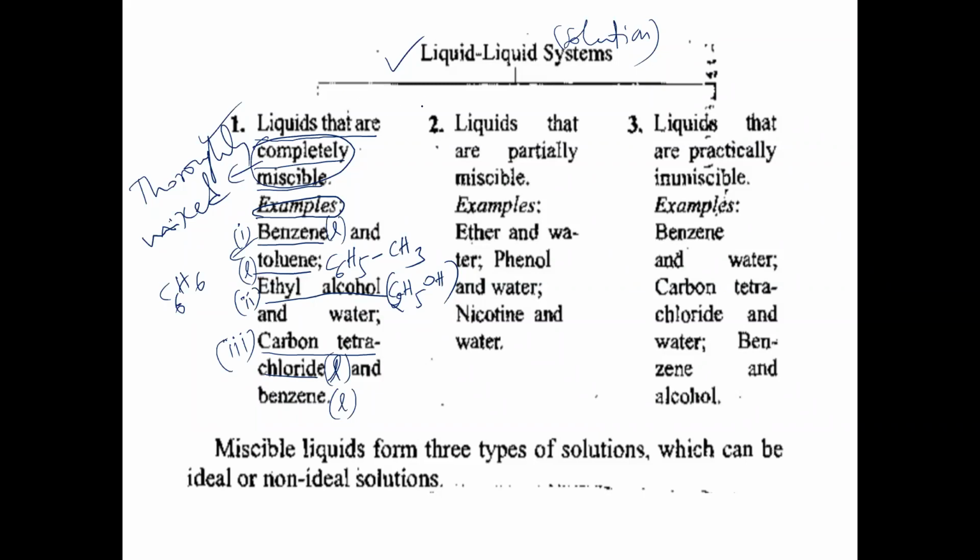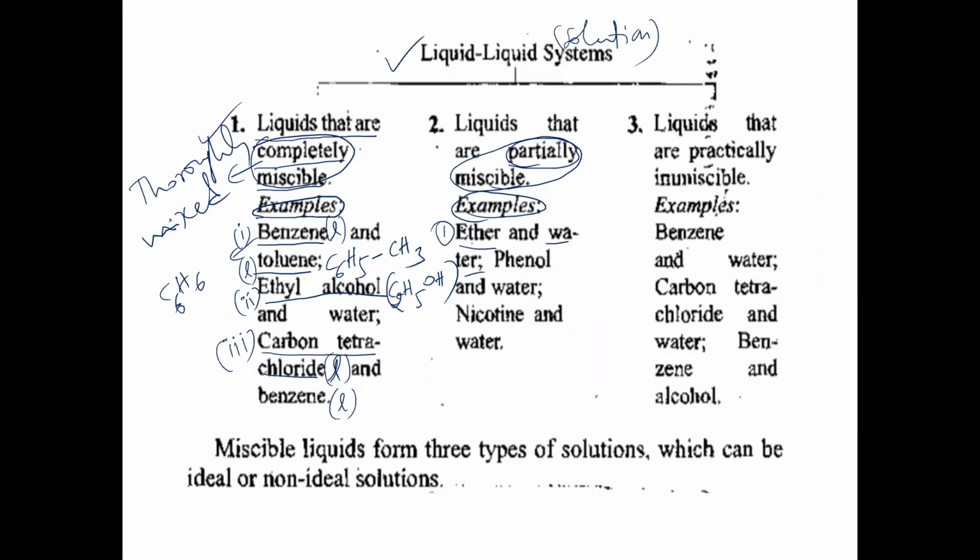Now next, liquids that are partially miscible, meaning incompletely mixed. Partially miscible means they are miscible but to a very small extent, not completely mixed, not thoroughly mixed. Liquids that are partially miscible will come under second type of liquid systems. Example 1, ether and water.